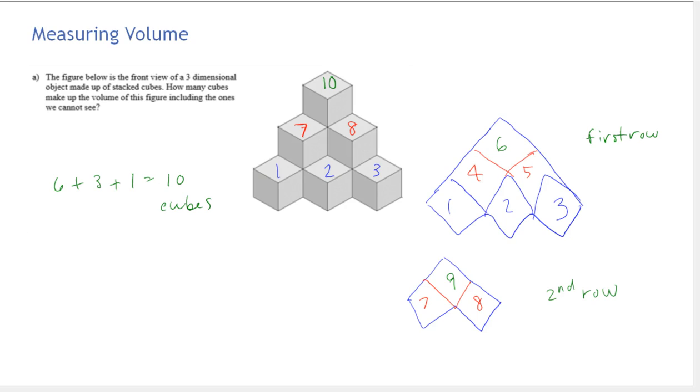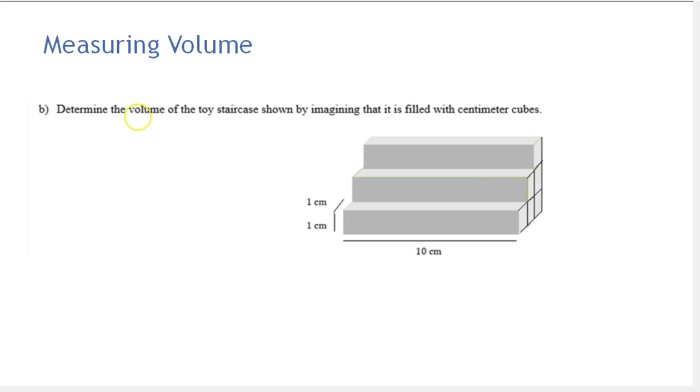Let's look at the next problem. Determine the volume of the toy staircase shown by imagining that it is filled with centimeter cubes. Again, you have to see the dimensions here. If you're looking at the stairs in front of you, this would be the width of the stairs. This would be the top of the first step where you would step. That's the height of the stair. You step up onto the bottom of the stair, and you continue up. Notice we're given in this diagram that this is 1 centimeter by 1 centimeter, and we can also see over here how many layers there are to this toy staircase.